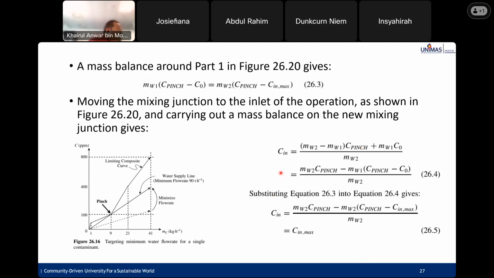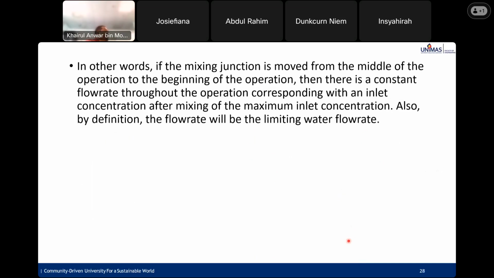Substituting equation 26.3 into equation 26.4 will give C_in equal to C_in maximum. In other words, if the mixing junction is moved from the middle of the operation to the beginning of the operation, then there is a constant flow rate throughout the operation, corresponding with an inlet concentration for the mixing of the maximum concentration. Also, by definition, the flow rate will be the limiting water flow rate.